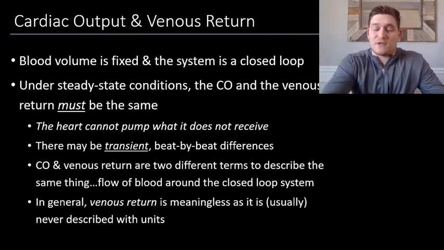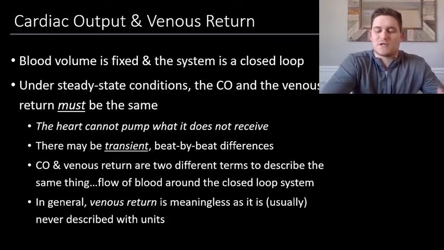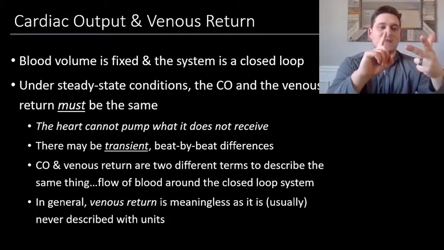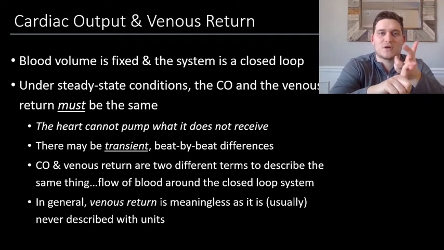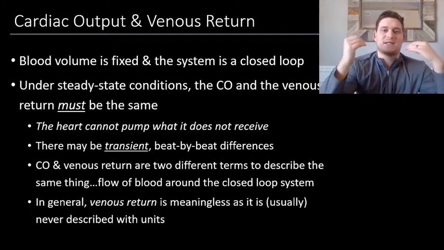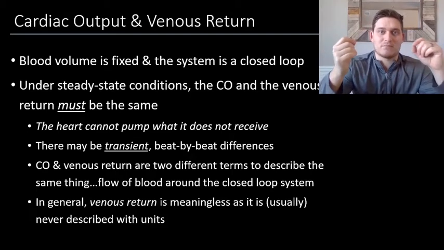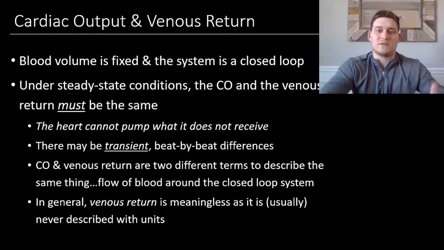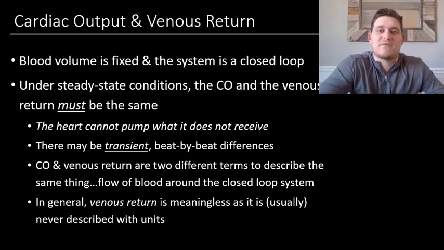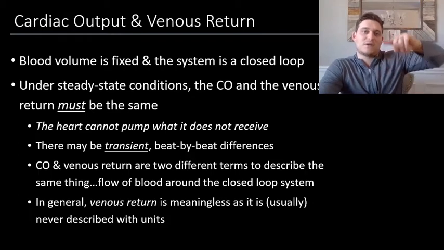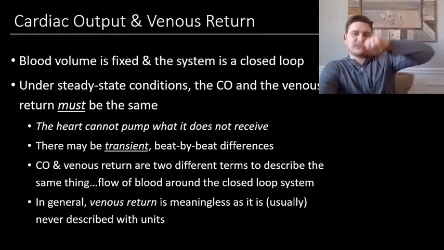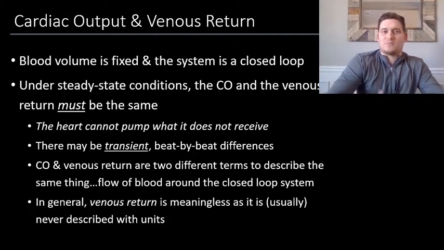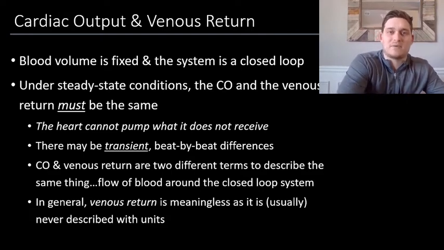So the flow of blood is going to be determined by the amount of blood volume, the output of the heart, and then the properties of the vasculature. But when we look at steady state conditions at equilibrium, cardiac output and venous return must be the same, because simply put, if the heart, let's say, is producing 5 liters of blood per minute, well, then you have to make sure that that same amount of blood volume is ultimately returning back to the heart, right? So to put it in another way, the heart cannot pump what it does not receive.